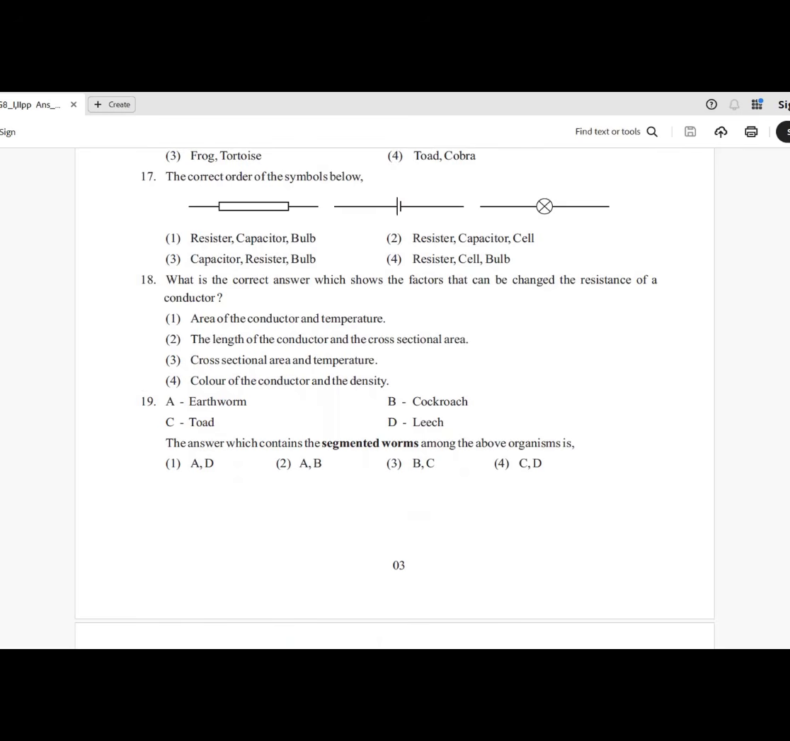19. A. Earthworm, B. Cockroach, C. Toad, D. Leech. The answer which contains the segmented worms among the above organisms is answer number 1, A and D. Both are segmented worms, cockroach and toad are not.